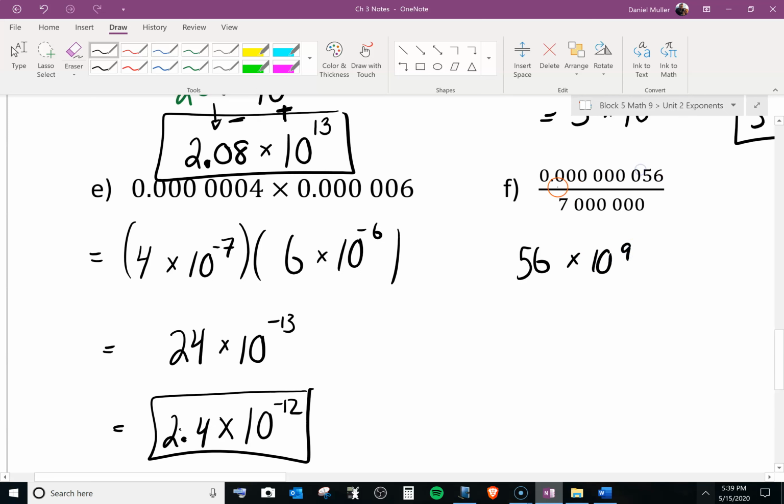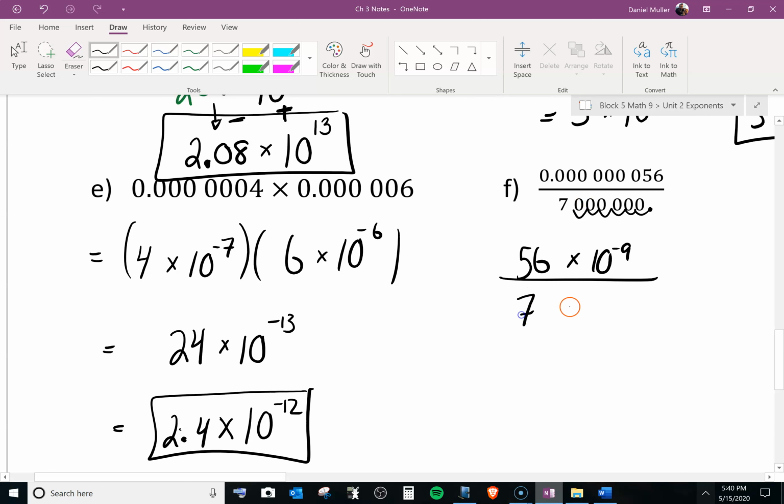So I had a number really, really, really small, 0.000056, and I made it bigger. Therefore, I have to balance it by making this side smaller. So I'm going to go negative 9. And then I have a decimal place here. I need to make this 1, 2, 3, 4, 5, 6.